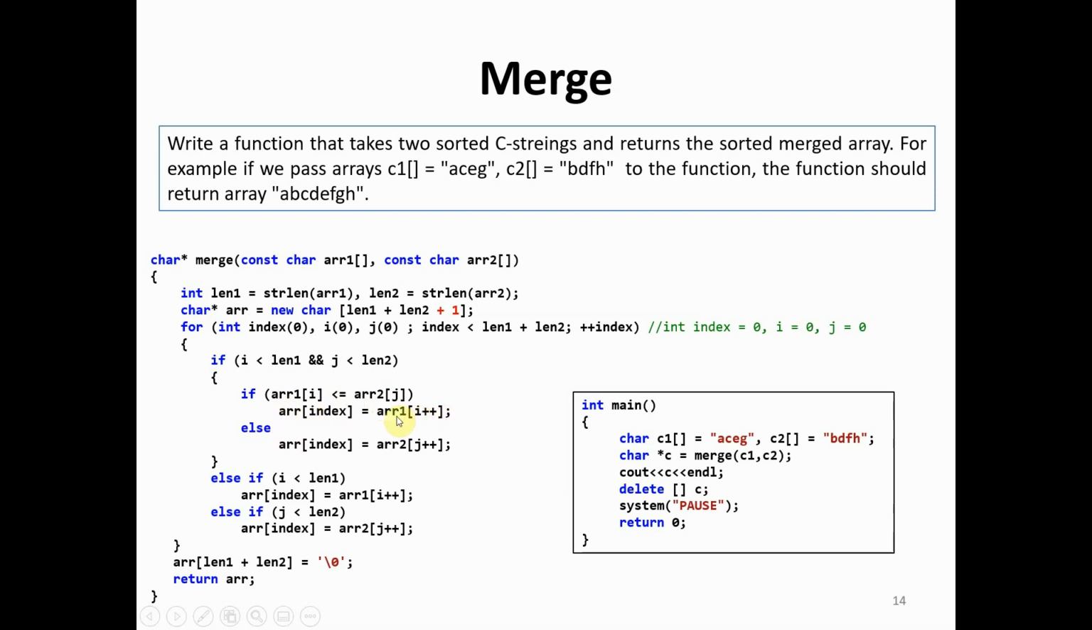Okay, and if array1[i] is smaller than array2[j], then array[index] is going to become array1[i], and then we're going to increment i. So this is a post increment. It means that array[index] is equal to array1[i] and then i++. And if array2[j] is smaller than array1[i], then array[index] is going to become array2[j], and then we increment j.